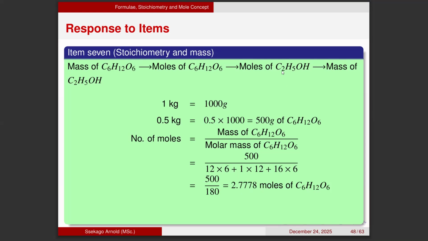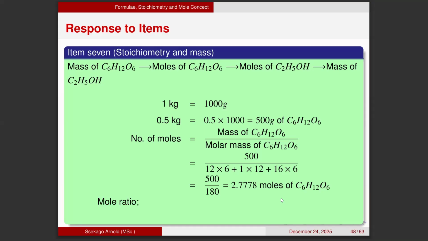So we have the moles of glucose. We use these moles of glucose to obtain moles of ethanol from the given equation.